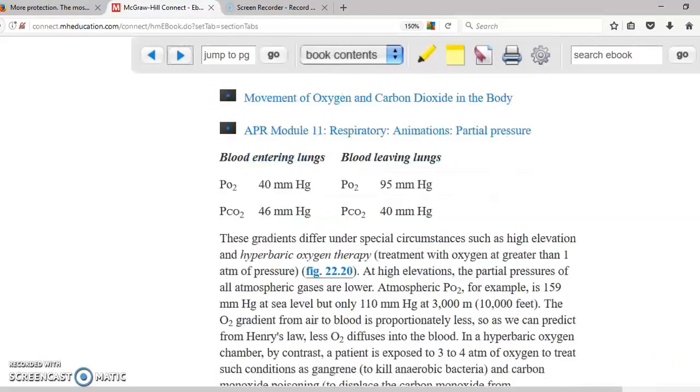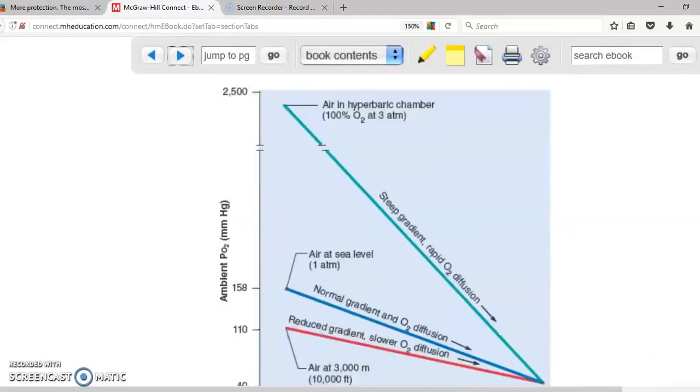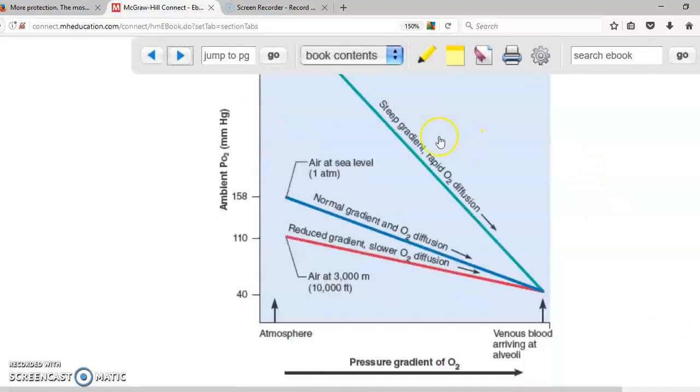If we keep scrolling down, right here you have another table where it says that the more pressure you have, the more unloading of oxygen. Okay, so right here you can see this is normal. This one is at high altitude, for example, at 3000 meters. At high altitudes, you have less air, therefore less oxygen, and there's a slower diffusion of oxygen.